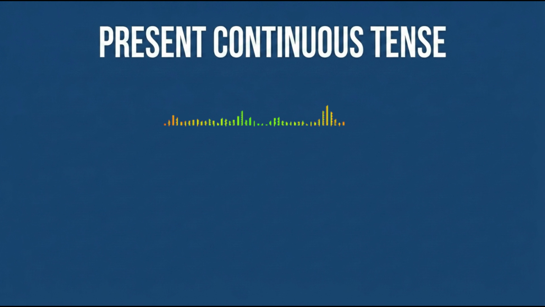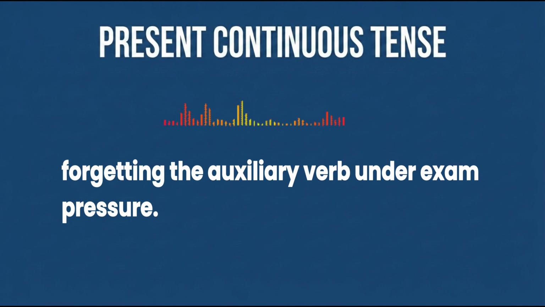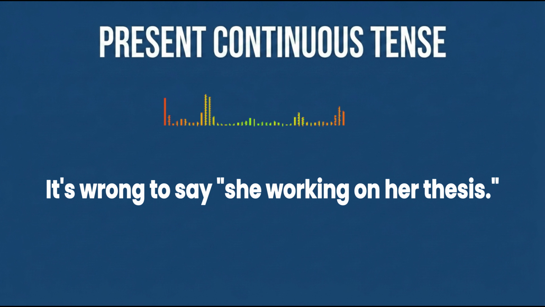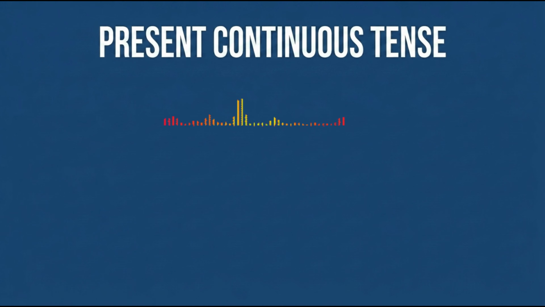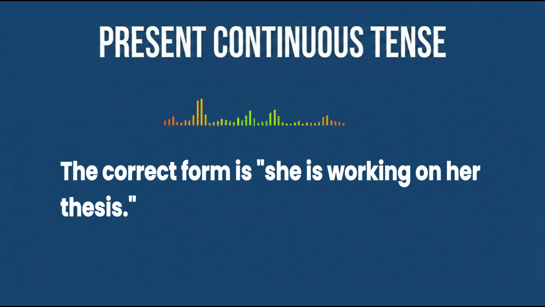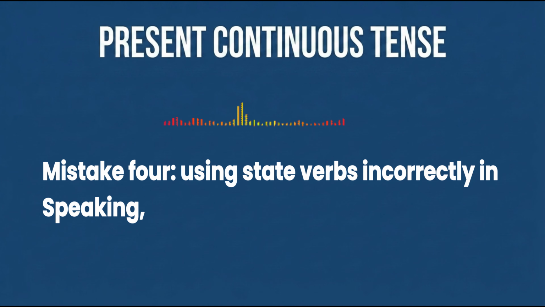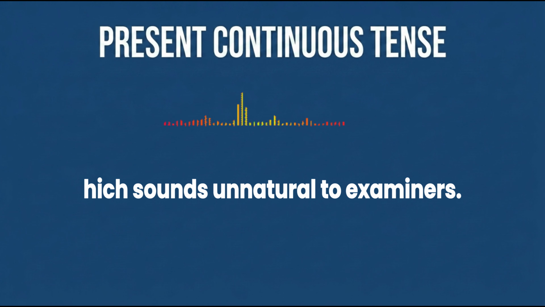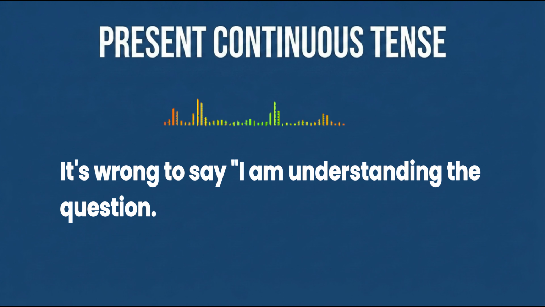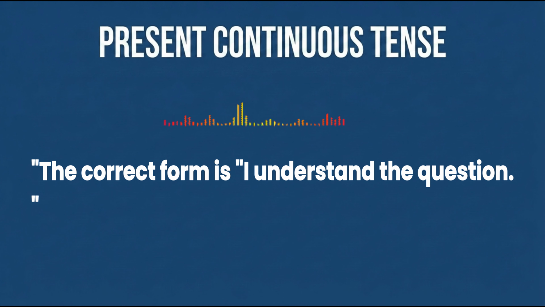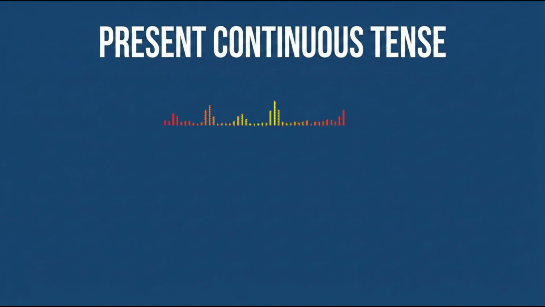Mistake 3. Forgetting the auxiliary verb under exam pressure. It's wrong to say she working on her thesis. The correct form is she is working on her thesis. Mistake 4. Using stative verbs incorrectly in speaking, which sounds unnatural to examiners. It's wrong to say, I am understanding the question. The correct form is, I understand the question.